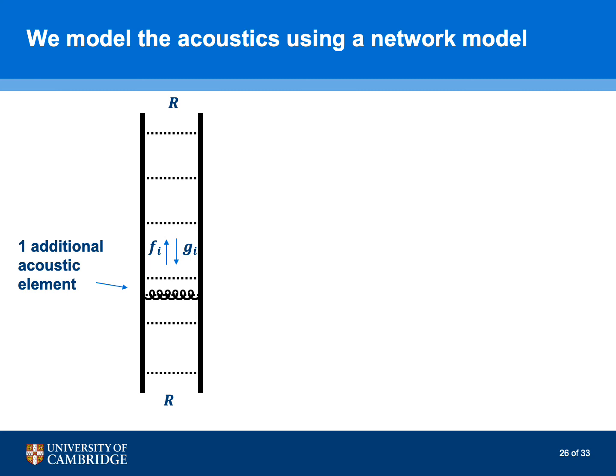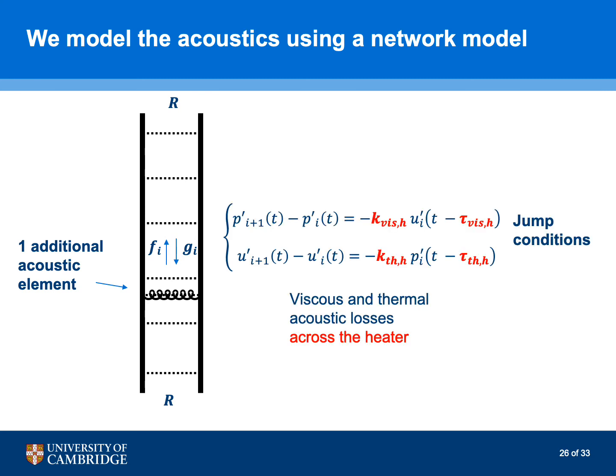The next step is to introduce the electric heater in our acoustic model. This translates to adding an additional acoustic element at the heater position with the corresponding jump conditions. The way in which the viscous and thermal acoustic losses across the heater are modeled is by using a model made up of 4 parameters highlighted in red. Unlike before, these 4 parameters are unknown to us, so we need to infer them from experiments.